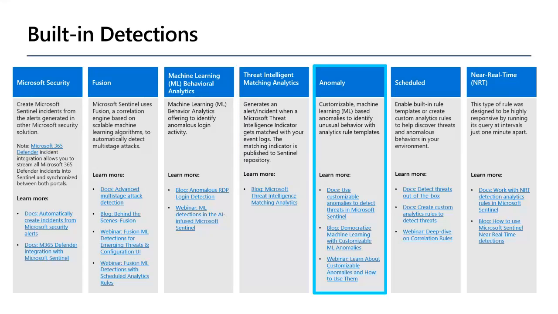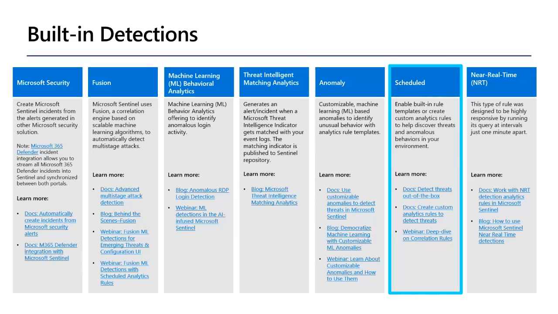Next is anomaly. Anomaly rules are powered by machine learning to identify unusual behavior. This rule won't generate alerts or incidents, as anomalies don't necessarily indicate malicious or even suspicious behavior by themselves. They provide signals we store in the anomaly table so that they can be used to improve detections, investigations, and threat hunting. These anomaly rules can also be tuned for specific environments.